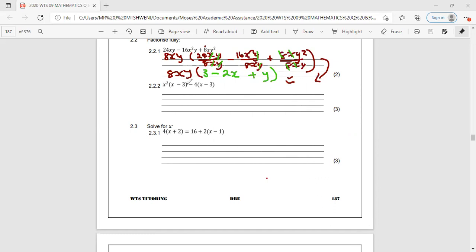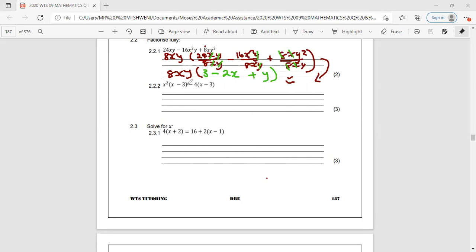Let's continue. Now here, this is factorizing by grouping. The reason I'm using question paper is because they won't say factorize by grouping, factorize by taking a common factor, factorize by difference of two squares. They'll just say factorize fully. So you need to understand. This topic is under the topic of factorizing by grouping.